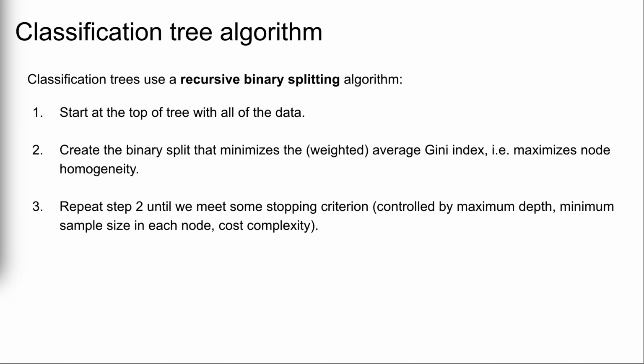These observations fill in the final details of our tree algorithm. Using a recursive binary splitting algorithm, we start at the top of the tree with all of the data. We then create the binary split, which minimizes the weighted average Gini index, thus maximizes node homogeneity. We then continue making splits until we meet some stopping criterion, which is controlled by parameters such as maximum depth, minimum sample size in each node, and cost complexity.